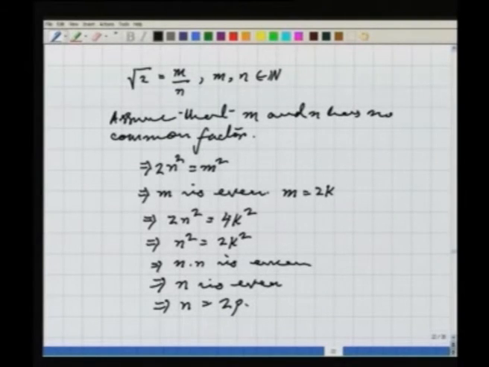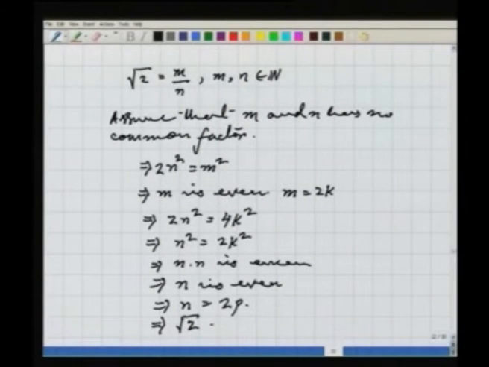And then can you see that I already got the contradiction, because 2 is a common factor between m and n, and that contradicts my assumption. I said I am taking m and n which have no common factor. Why is this contradiction arising? It is arising simply because of the fact that I have assumed root 2 is a rational number, which it is not. So, it implies that root 2 is not rational.